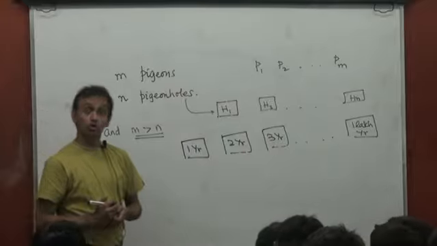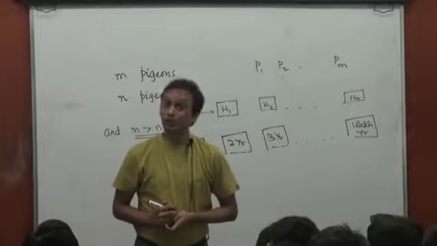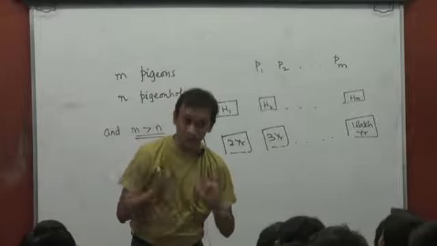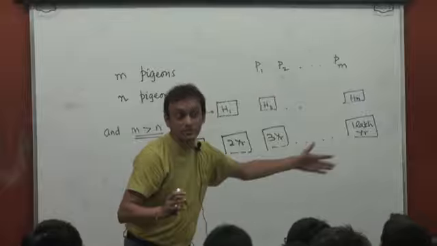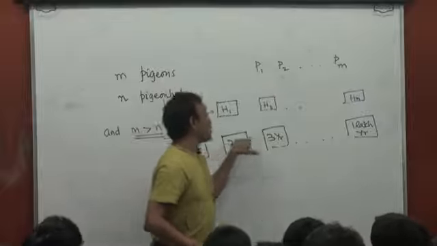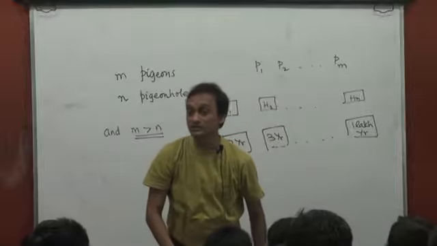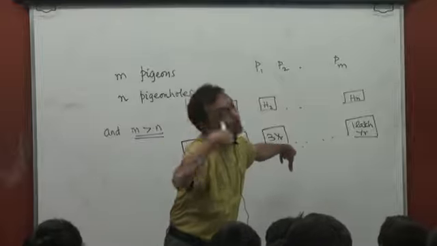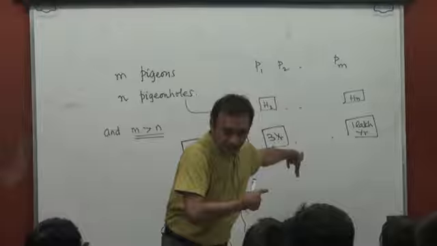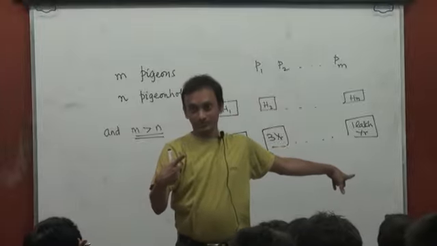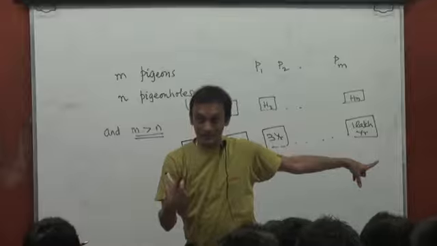How many people are there? More than 1 lakh. Number of pigeons? More than 1 lakh. The people are the pigeons. These are the pigeonholes. Do you realize that one of these would have to be occupied by more than 1 person? That means there must be at least 2 people born in the same year. Pigeonhole principle. Alright, that's pigeonhole principle.